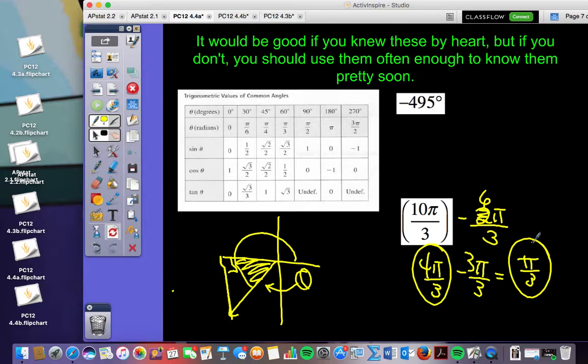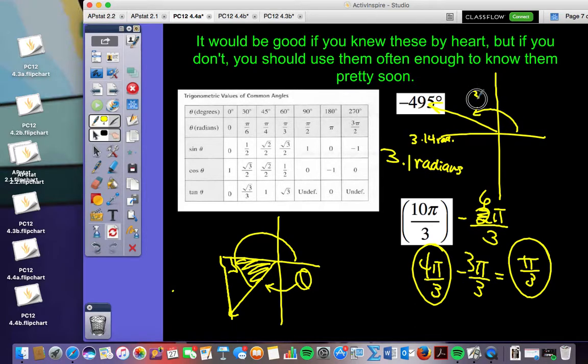I forgot one more thing, and I just want to make sure. If I said 3.1 radians, where is that? What quadrant's that in? It's a little different. Second. Good. So it's second, right? Because this is 3.14 radians here. The reason why is, what is 180 degrees? 180 is pi. It's also 3.14. Does that make sense? So 3.14 is here. 3.1 is just shy of that.